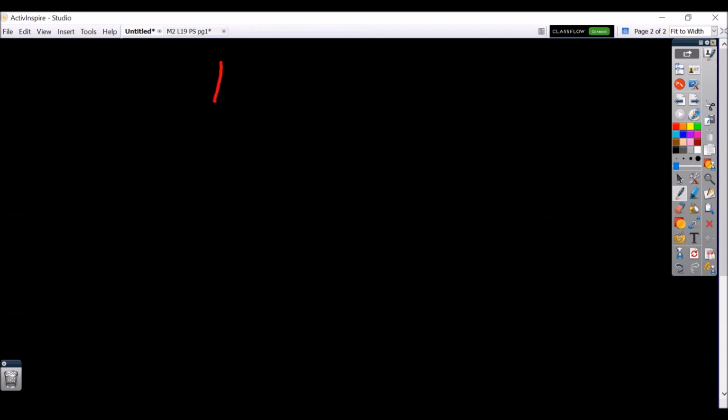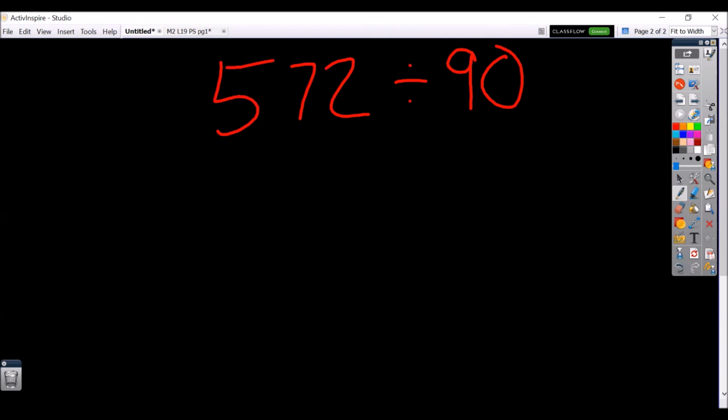So 572 divided by 90. So now we're shifting away from both numbers being multiples of 10. Ooh, that makes me a little excited because I like challenges. All right, good. What's our whole?